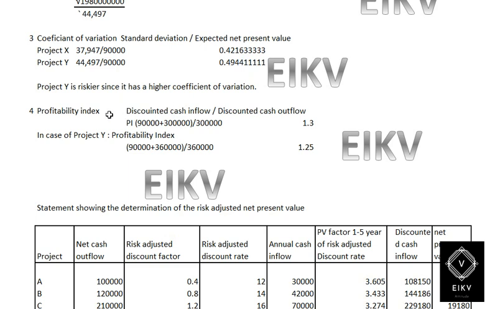Now the fourth part of the question, which is the probability index. The formula of the probability index is discounted cash inflow divided by discounted cash outflow. Therefore 90,000 is the income plus 3 lakh is the investment, so 90,000 plus 3 lakh divided by 3 lakh will give you 1.3, and for project Y it will be 90,000 plus 3 lakh 6,000 divided by 3 lakh 6,000, which will give you 1.25.